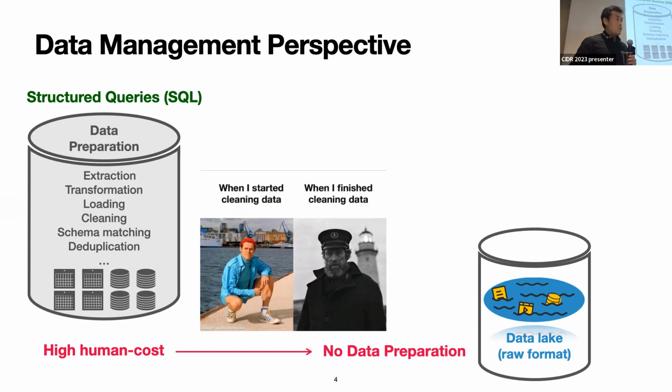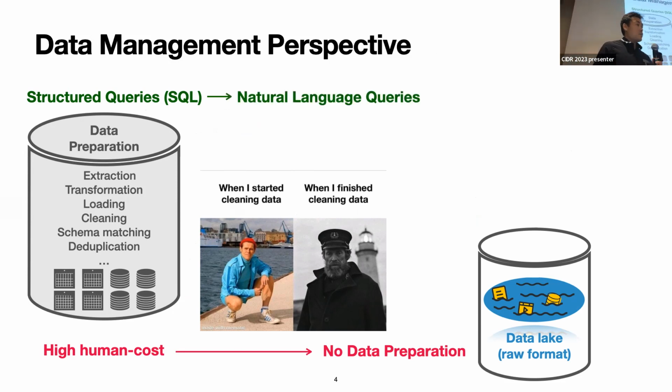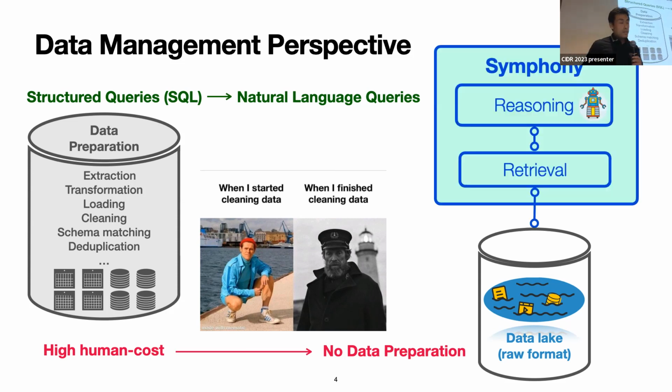So what we decided to do is, we cannot afford to do data preparation for this data lake. We just dump the data and index it there. The second point is that because we don't have data preparation and the data has different modalities, we cannot support SQL queries. So instead, the most natural way to support it is natural language queries. Right, so now the vision is we want to support natural language queries on top of a collection of data with different modalities. And this is the overview of Symphony.